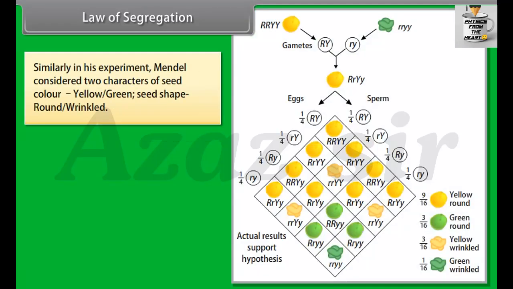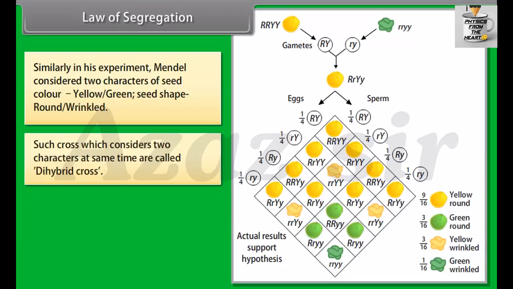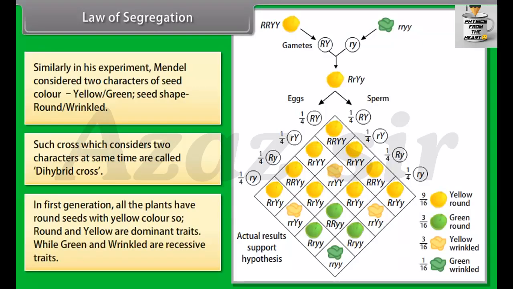Similarly, in his experiment, Mendel considered two characters: seed color, yellow, green; seed shape, round, wrinkled. Such cross which considers two characters at the same time is called dihybrid cross. In first generation, all the plants have round seeds with yellow color. So, round and yellow are dominant traits, while green and wrinkled are recessive traits.